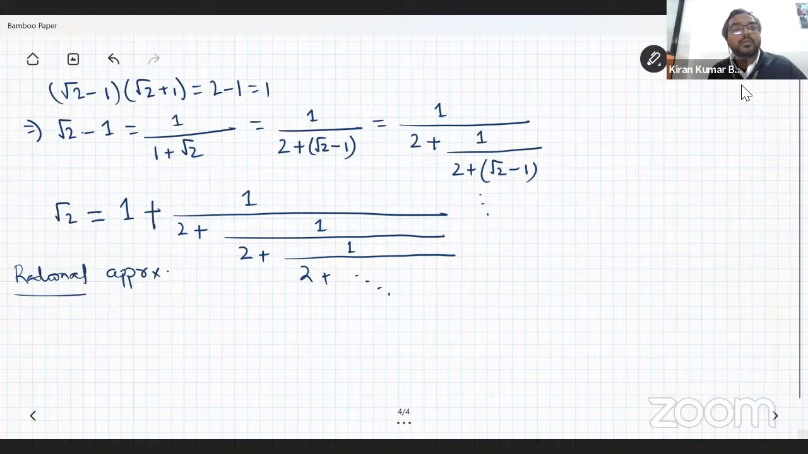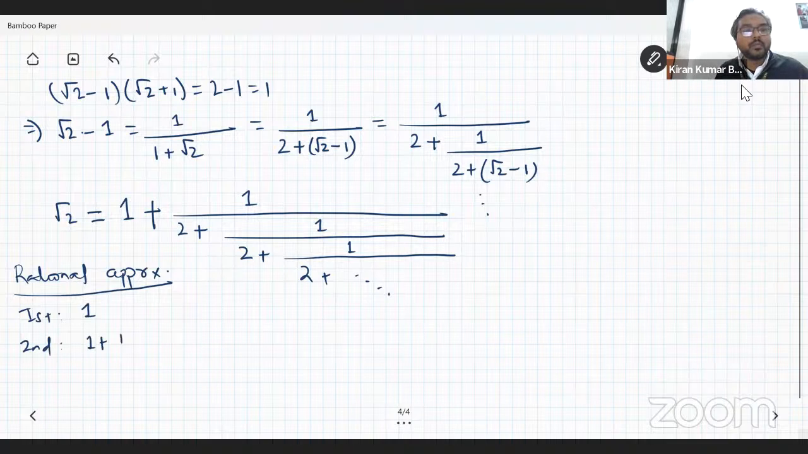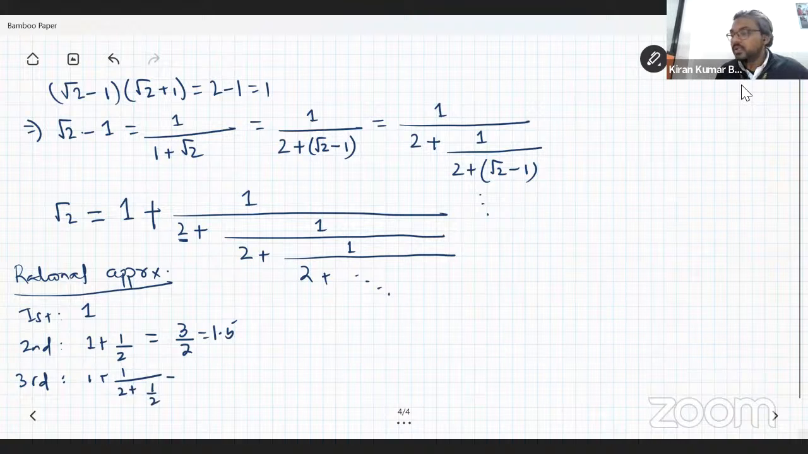Right. So first is 1. Second, 1 plus 1/2. I'll stop here. 1/1 plus 2. So it is 3/2, 1.5. Third, 1 plus 1/2 plus 1/2. So this is 7/5. This is 1.4.